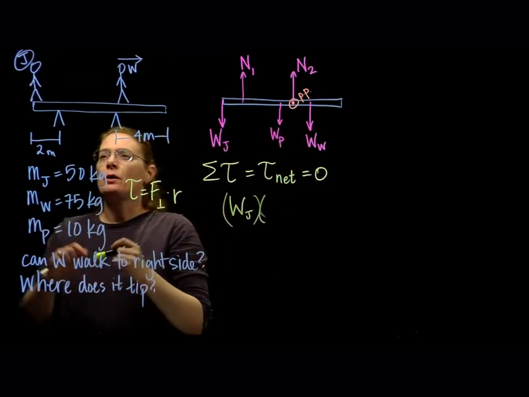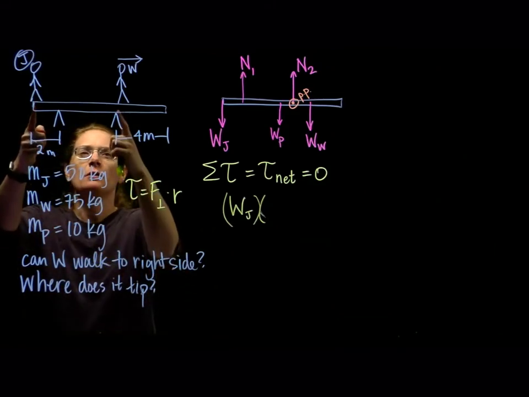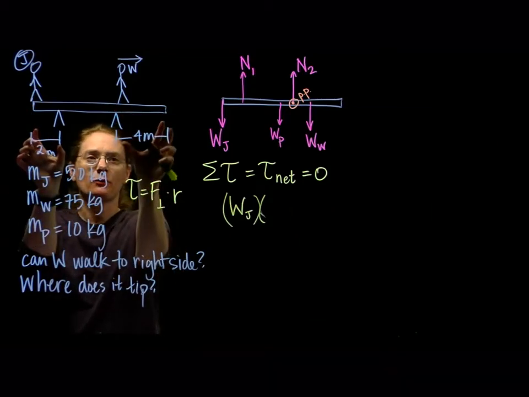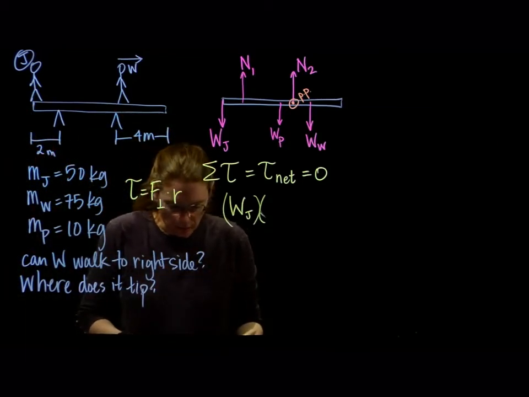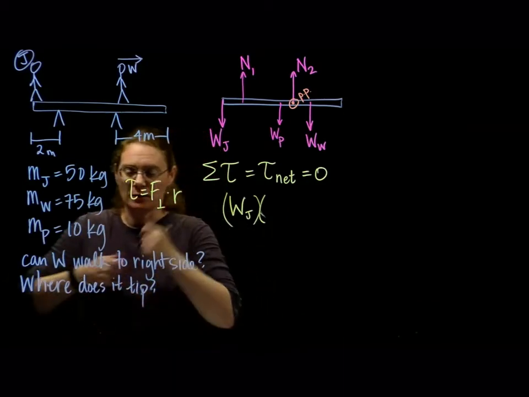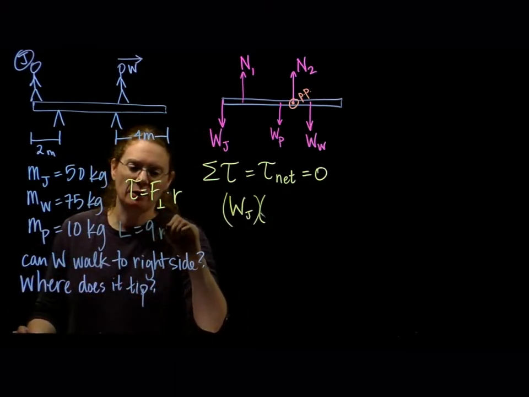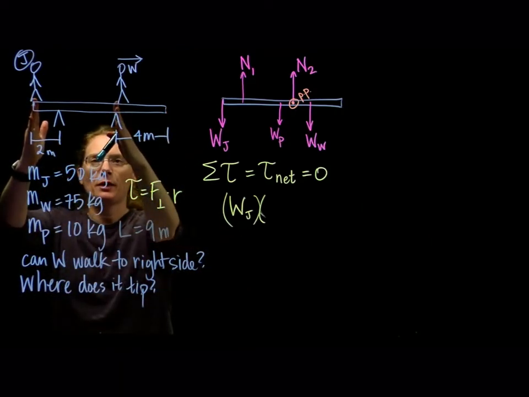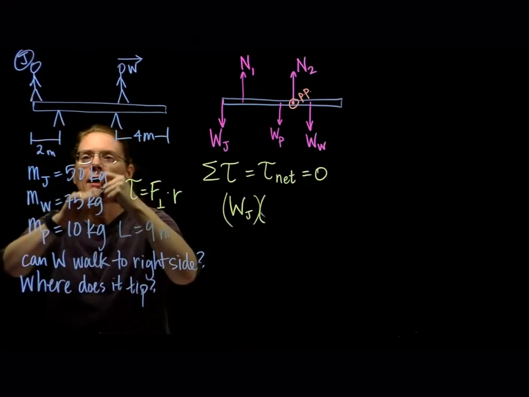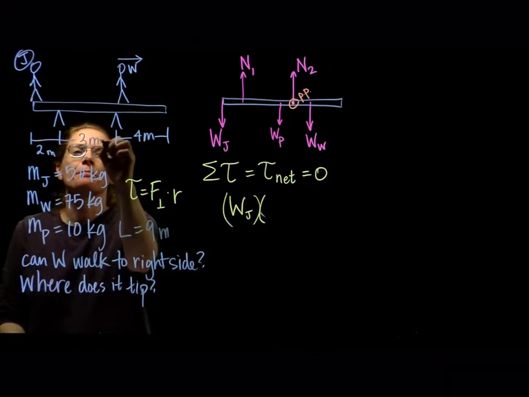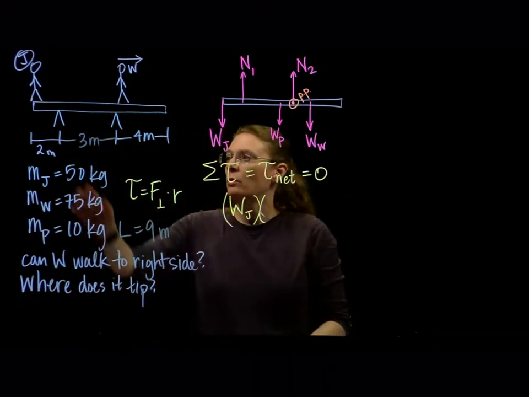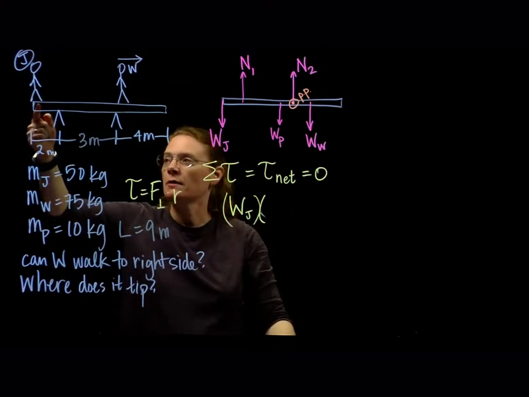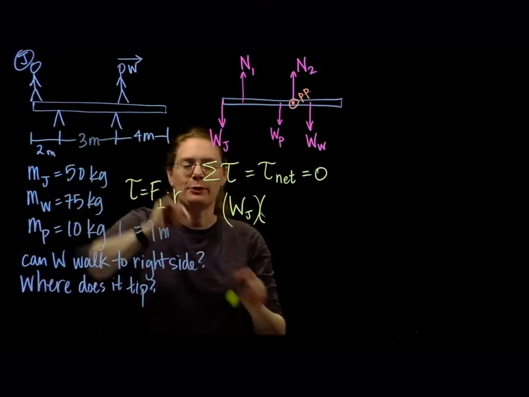Okay, so the distance from here to here is going to be what? Well, I know this is 2 meters, and I know this is 4 meters, and the length of the plank, I was given that too. So the length of the plank was 9 meters total, which means 9 total, minus 4 gives me 5 left, minus 2, I'm left with 3 meters between the two supports. All right, so the weight of Jeeves acts at the distance from here to here, 5 meters.